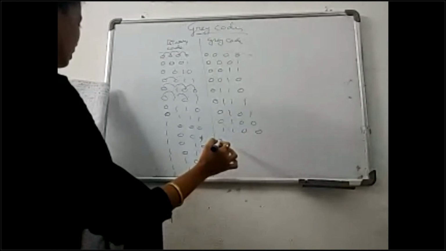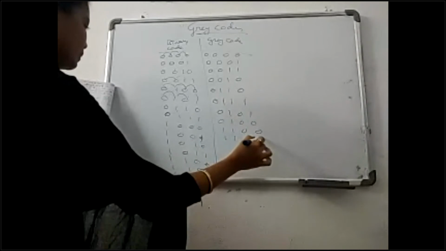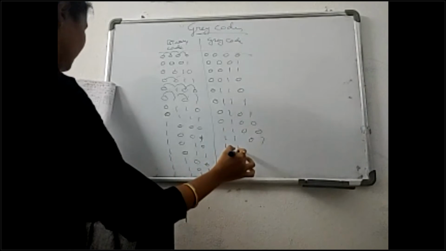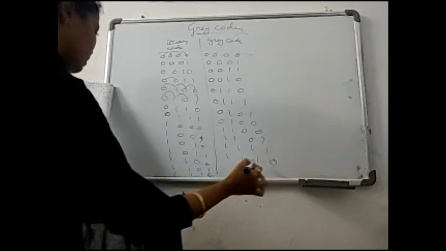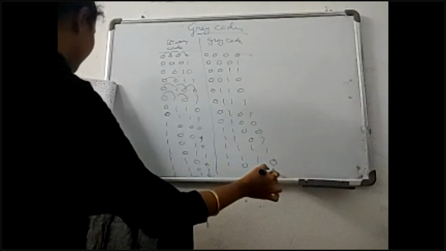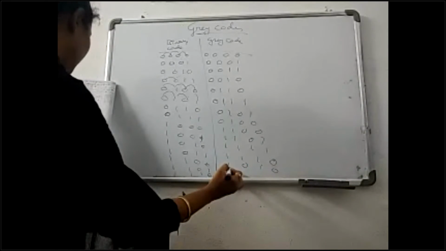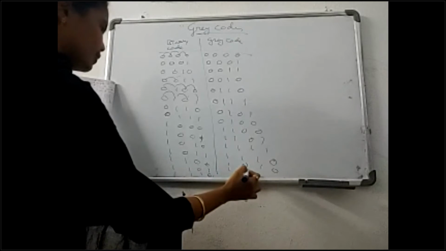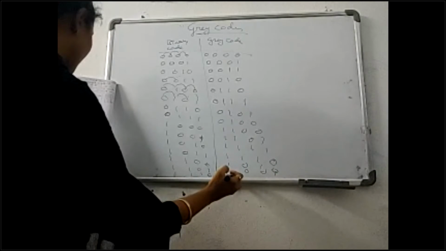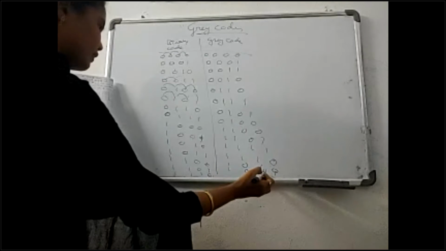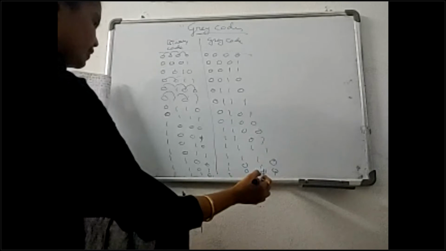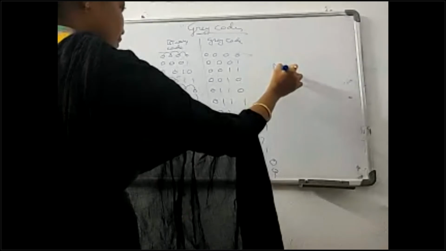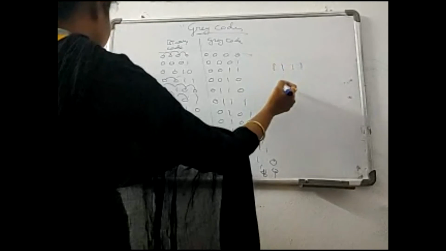1 1 0 0, 1 1 0 1, 1 1 1 1, 1 1 1 0, 1 0 1 0, and 1 0 0 1. Sorry, 1 0 1 1 and 1 0 0 1. For last, for 1 1 1.